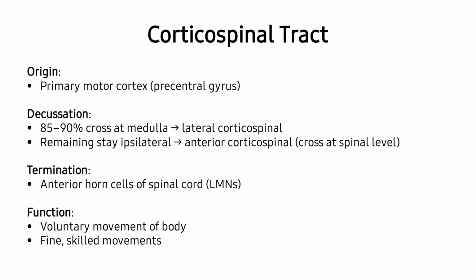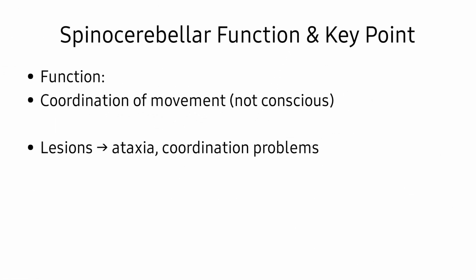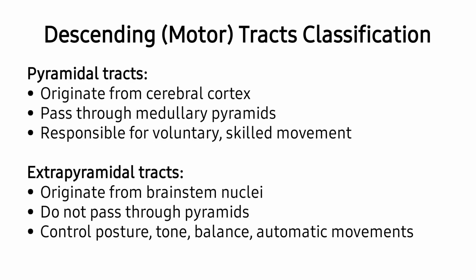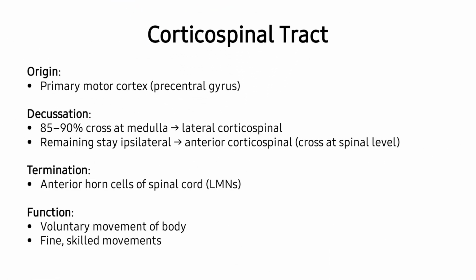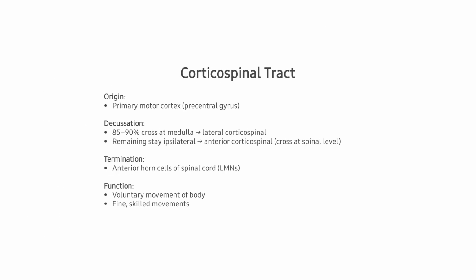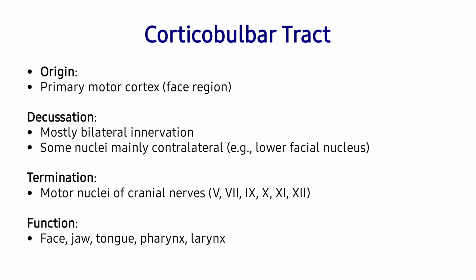Once these tracts move like this, what functions are they carrying out? They're the ones that are responsible for voluntary movement of the body and fine skilled movements. That's key. So remember, the pyramidal, which is the corticobulbar and corticospinal, are responsible for voluntary and skilled movement. That is why the corticospinal tract is responsible for voluntary movement of the body and fine skilled movement. Lesion to this one, you experience paralysis and weakness.